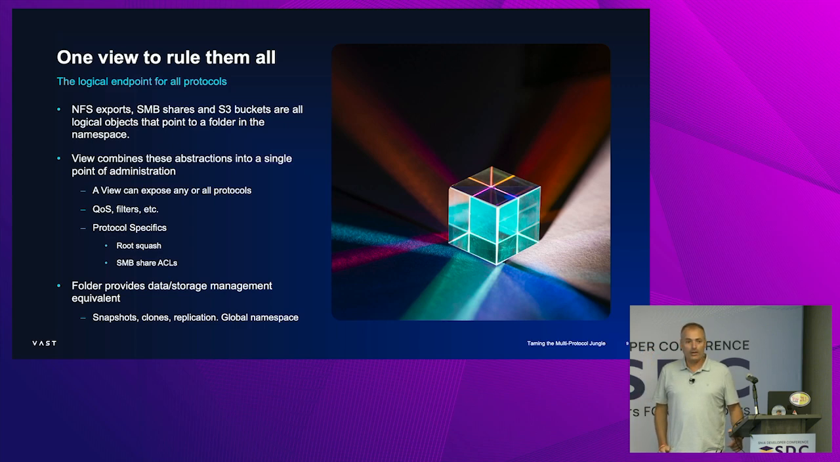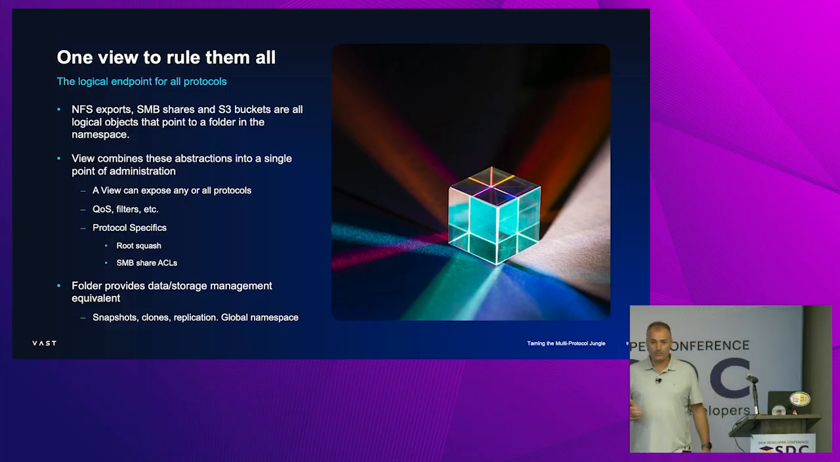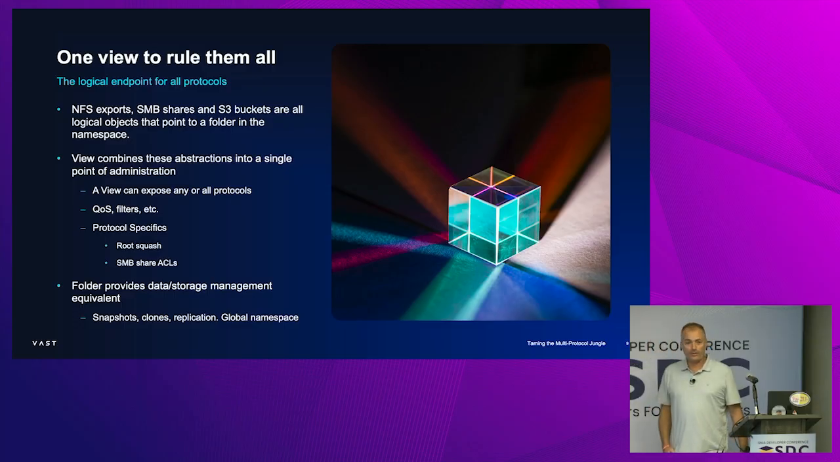So in VAST, we don't have exports, shares, buckets. Instead, we have a view. A view is a superset of all those objects, and the view can be an NFS export, or an SMB share, or an S3 bucket, or any combination of those. It's up to the admin to decide. And now that we have a view, you can put some advanced features on top of that. You can attach a quota configuration to a view. You can create a quality of service configuration. You can create a snapshot on the view or replicate it.